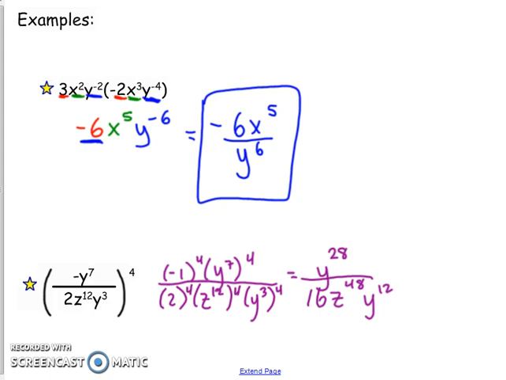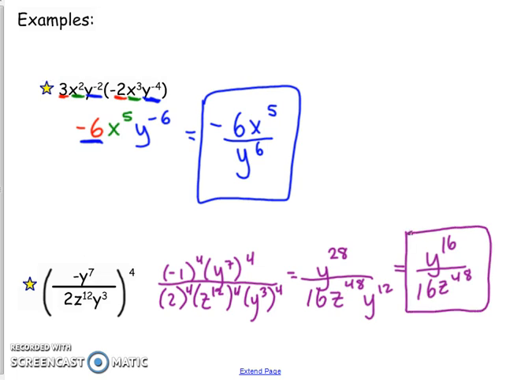Now since I have a y to the 28 on the top and a y to the 12th on the bottom, I can still simplify this further. My final answer should only have one of each type of variable. So I can subtract 28 and 12. That's going to give me y to the 16th over 16 z to the 48. When you do any subtraction, when you're doing division, your answer is going to automatically go to the top. If it ends up being negative, then you bring it to the bottom.